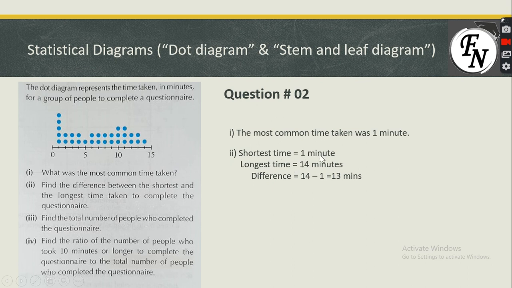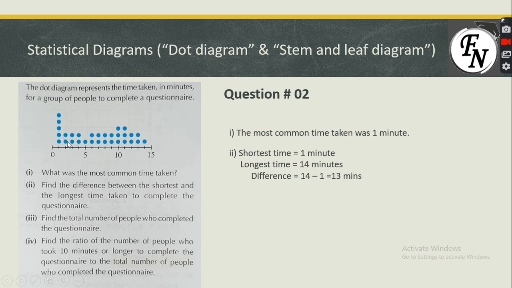So here it is: the shortest time is 1 minute, the longest time is 14 minutes, and the difference turns out to be 13 minutes. Other than that, part 3 is to find the total number of people who completed the questionnaires. These are the people who completed the questionnaires after 15 minutes. No answer was accepted. So we can count these dots, and these are the number of people who completed the questionnaires.